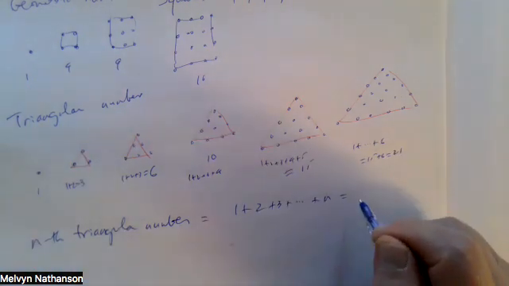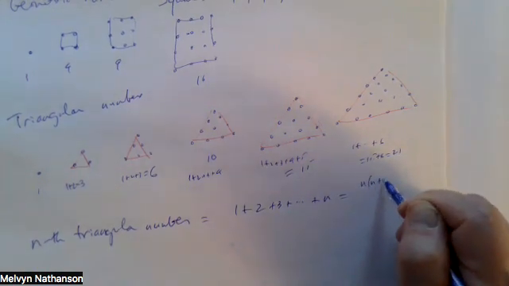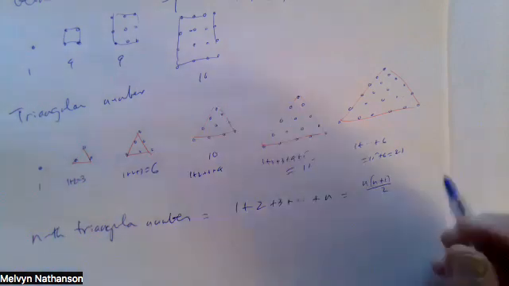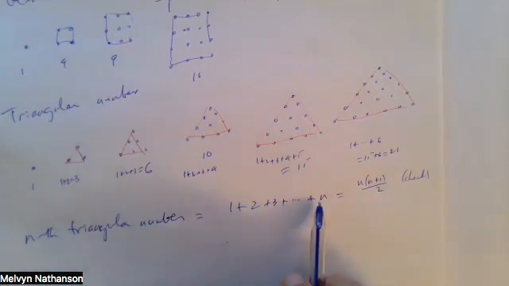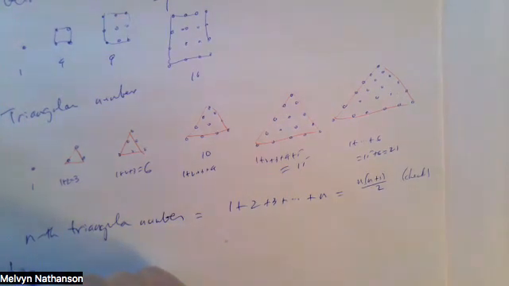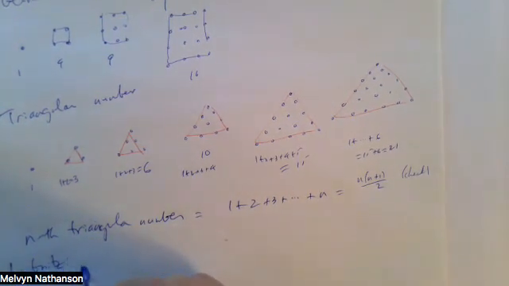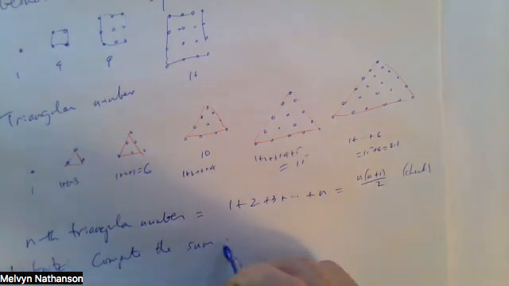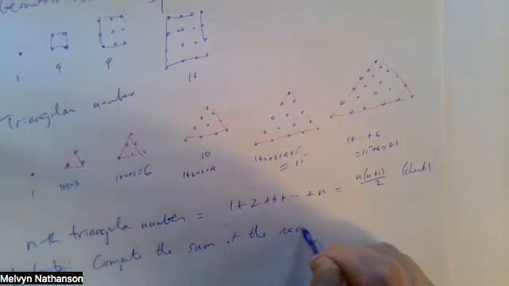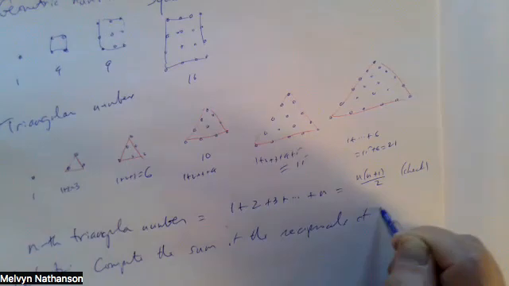Which you might know is also n times n plus 1 over 2. Right? So you might want to check that this is correct, that the sum of the first n integers is n times n plus 1 over 2. And the Leibniz problem, the problem that was given to Leibniz was: compute, if it exists, the sum of the reciprocals of the triangular numbers.